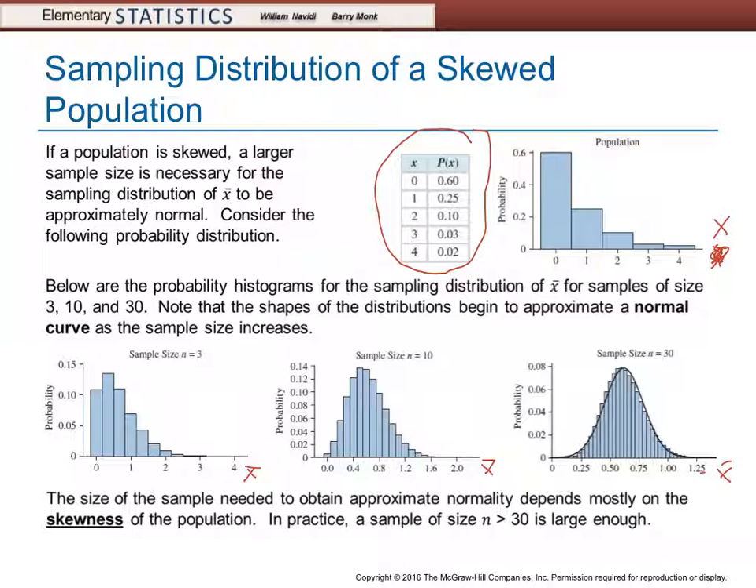Below are the probability histograms for the sampling distribution of x bar for sample sizes 3, 10, and 30. Note that the shapes of the distributions begin to approximate a normal curve as the sample size increases. The size of the sample needed to obtain approximate normality depends mostly on the skewness of the population. In practice, a sample size n greater than 30 is large enough.